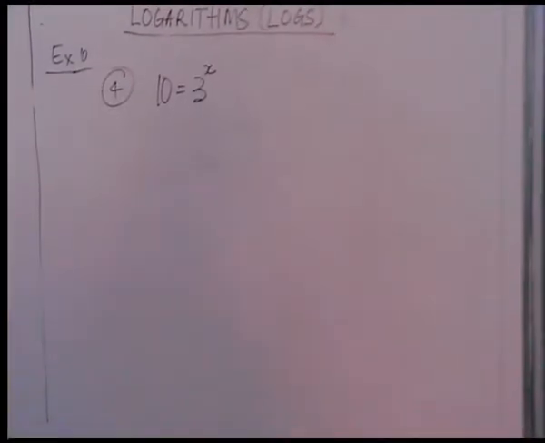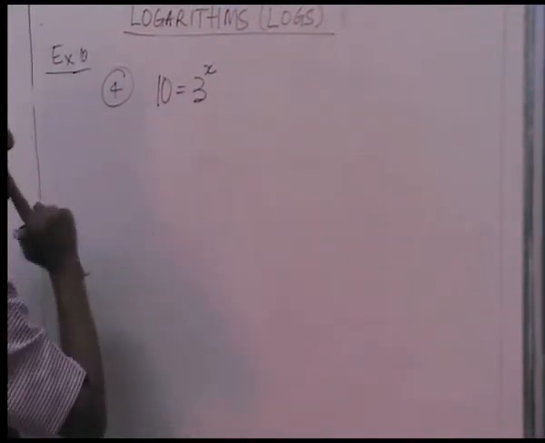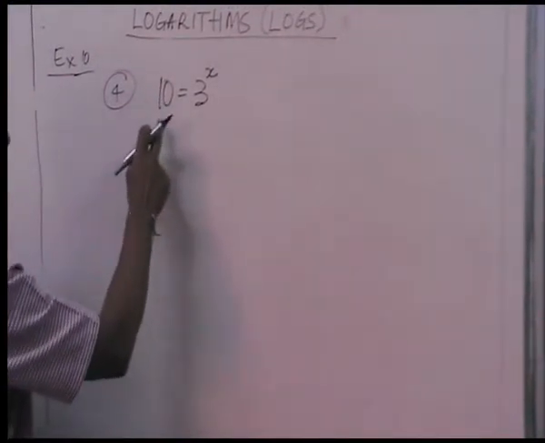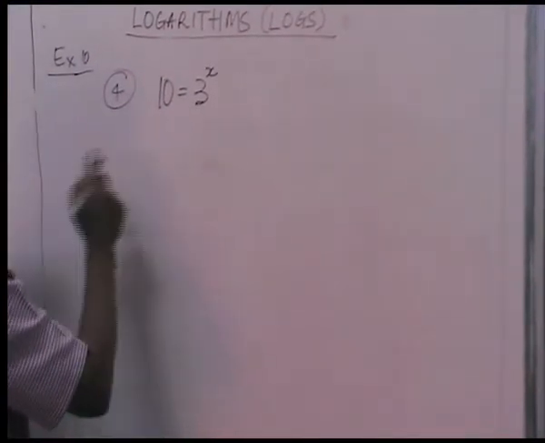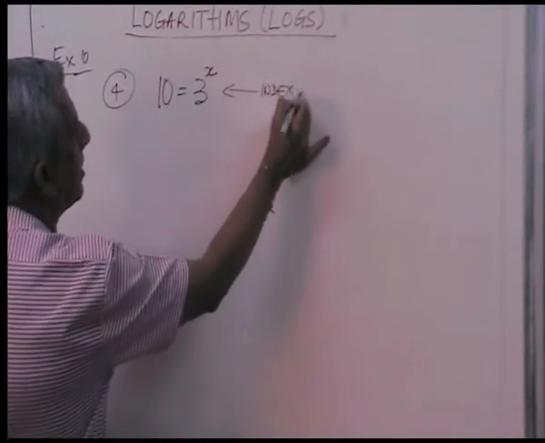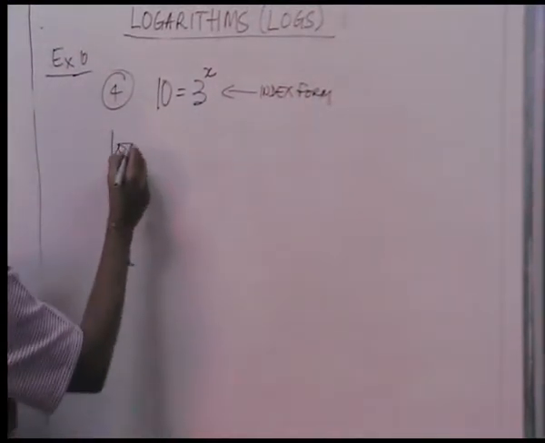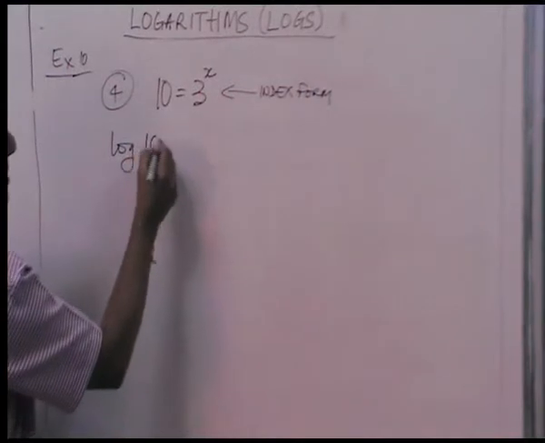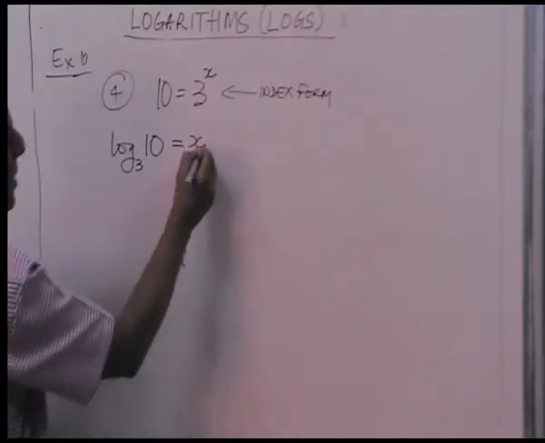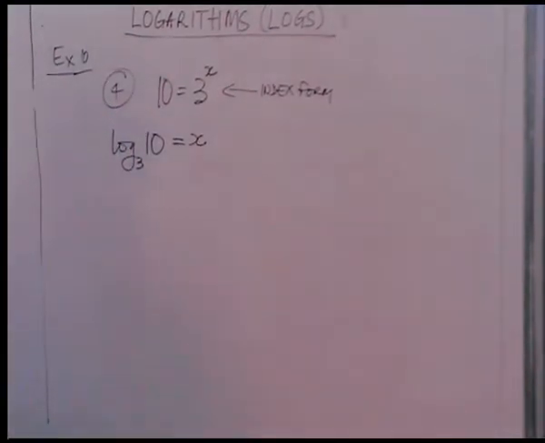All right, here we have number 4. 10 is equal to 3 to the x. My only choice is to rewrite this in log form. This is already in index form, so better I write it in log form. So if I write this in log form, I'll end up with log of 10 to the base 3 is equal to x. So that's the first thing I do, convert it to log form.